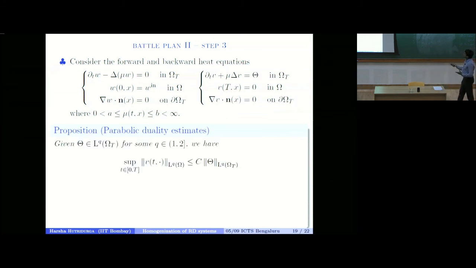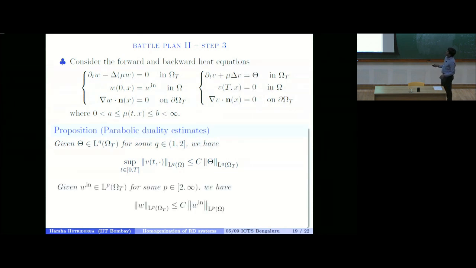And it says the following. If you take theta to be in LQ for some Q here, then you can get supremum in time, L infinity in time, and LQ in space for the solutions to the backward problem, an estimate like this. And so using that information, using that V as the test function in this forward problem, if you start with initial data in LP for this forward problem, for P in the other half of 2 to infinity, then that's the duality argument.